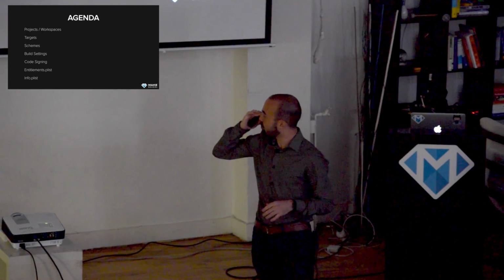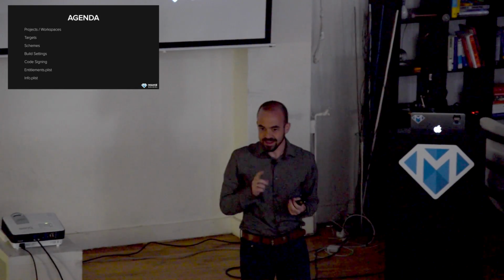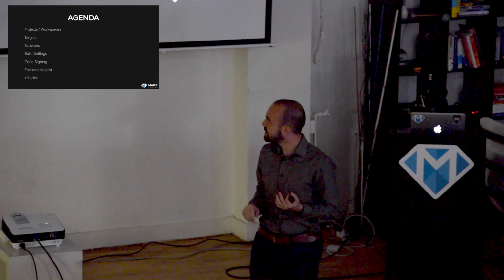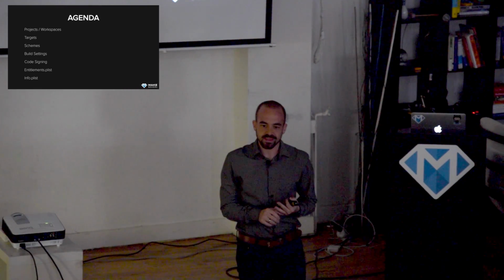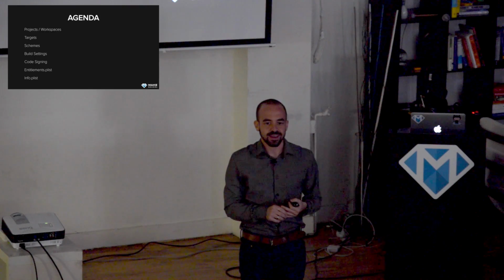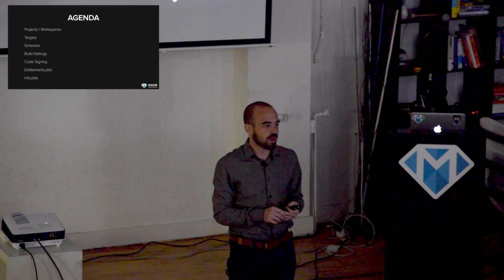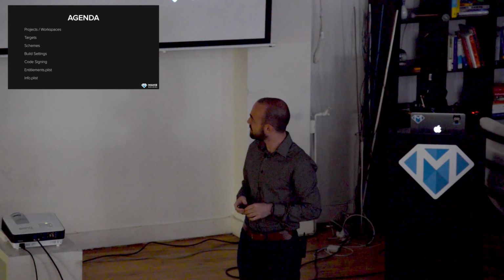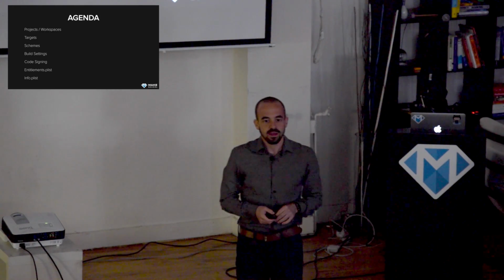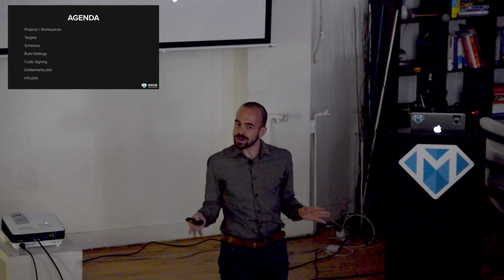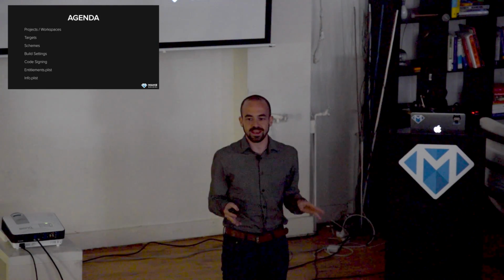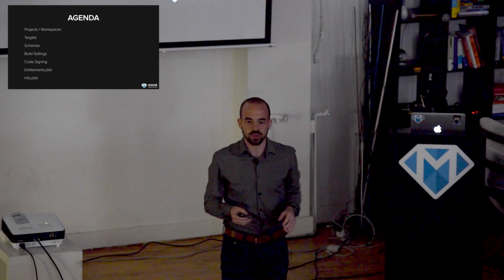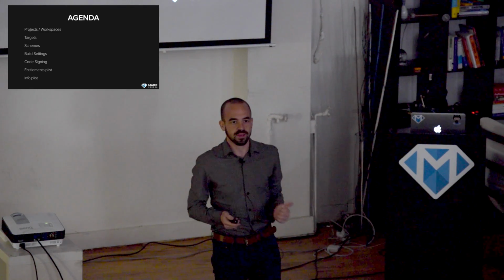So I'm going to start talking about projects and workspaces, then targets, schemes, build settings. We're also going to talk about code signing, which is kind of an annoying thing, and most of you will basically trip over it when you try to submit your first app. And then at the end about the entitlements, plist, and the Info.plist. So none of this stuff is incredibly exciting by its own, but if you actually get stuck in any of these steps, then this lecture should be helpful in resolving issues. So I think it's pretty valuable.